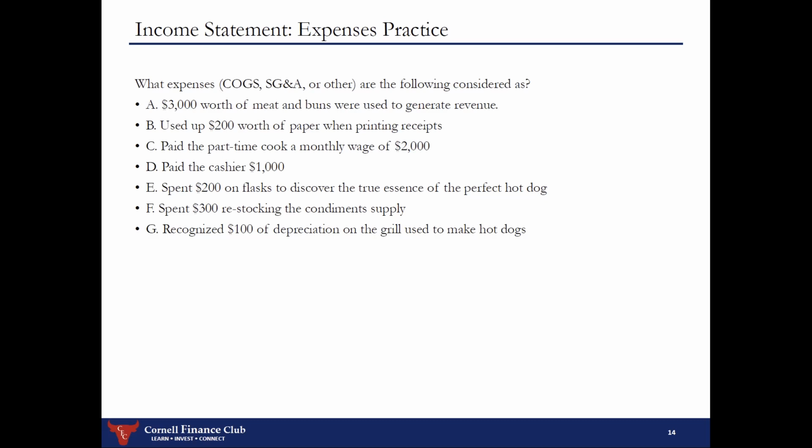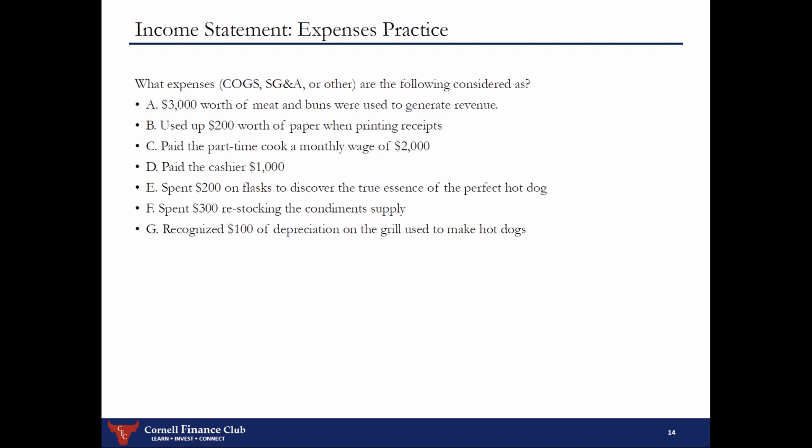And next, this is expense recognition. So what expenses, COGS, SG&A, or other are the following considered as? So A, $3,000 worth of meat and buns were used to generate revenue. So this is COGS. It's direct inputs to the good. Used up $200 worth of paper when printing receipts. And this is SG&A used in the operating and selling of the hot dogs, but not in the direct input costs to produce it.